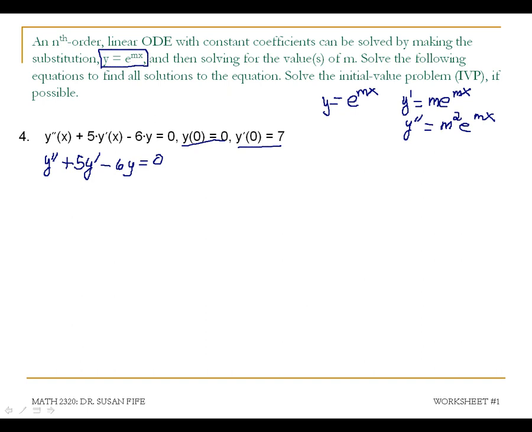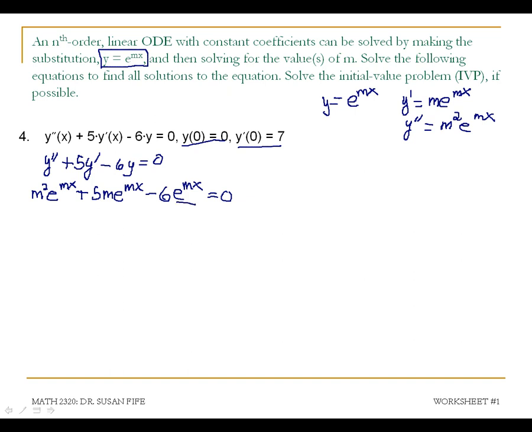So now I can come back to my equation. Second derivative of y plus 5 times the first derivative of y minus 6y is equal to 0, and I can make my substitutions. My second derivative of y was m squared e to the mx. Then I get plus 5 times the first derivative of y, which is m e to the mx. Then I get minus 6 times y, that's e to the mx, is equal to 0. This gives me an algebraic equation to solve.